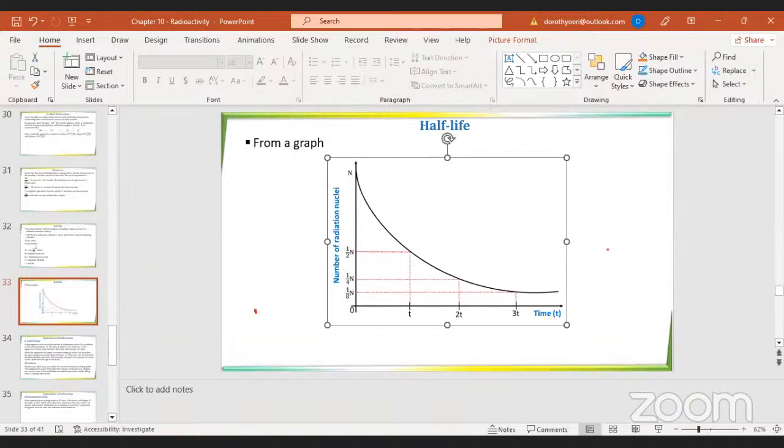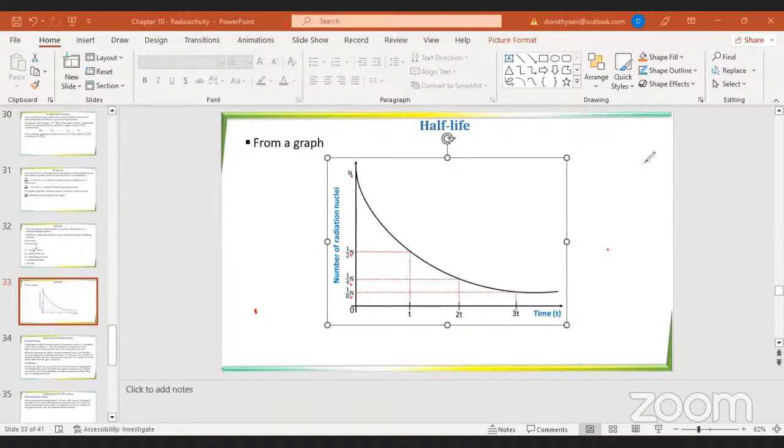In what we have been working, this can be 10, half of 10. This is now 5. Half of 5, this is 2.5. And half of 2.5 is 1.25.